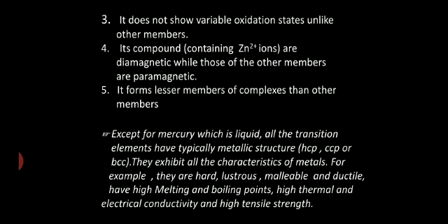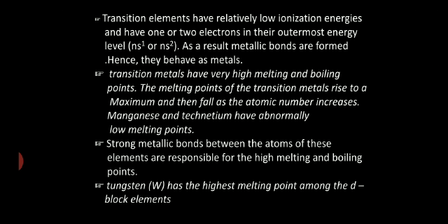Except for mercury, which is liquid, all the transition elements have typically metallic structure, HCP, CCP or BCC. They exhibit all the characteristics of metals, that is, they are hard, lustrous, malleable, ductile, and have high melting and boiling points, high thermal and electrical conductivity, and high tensile strength.